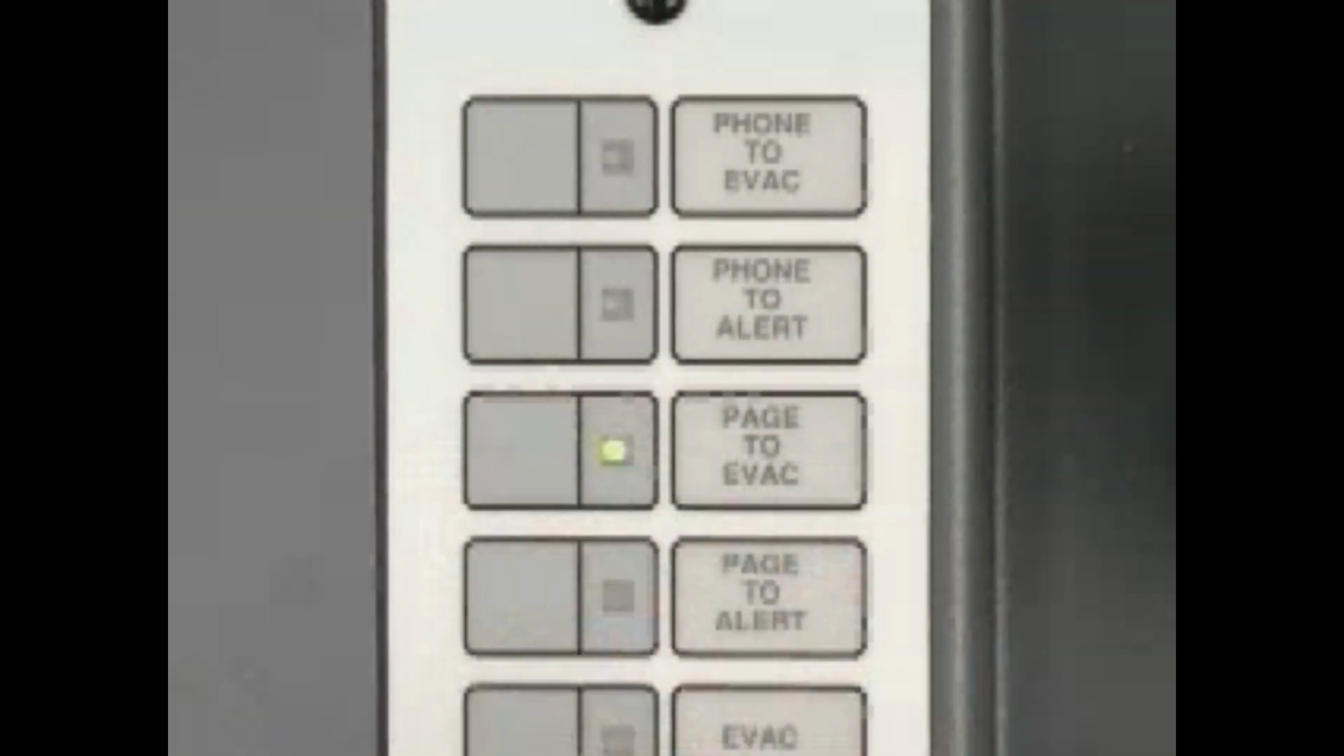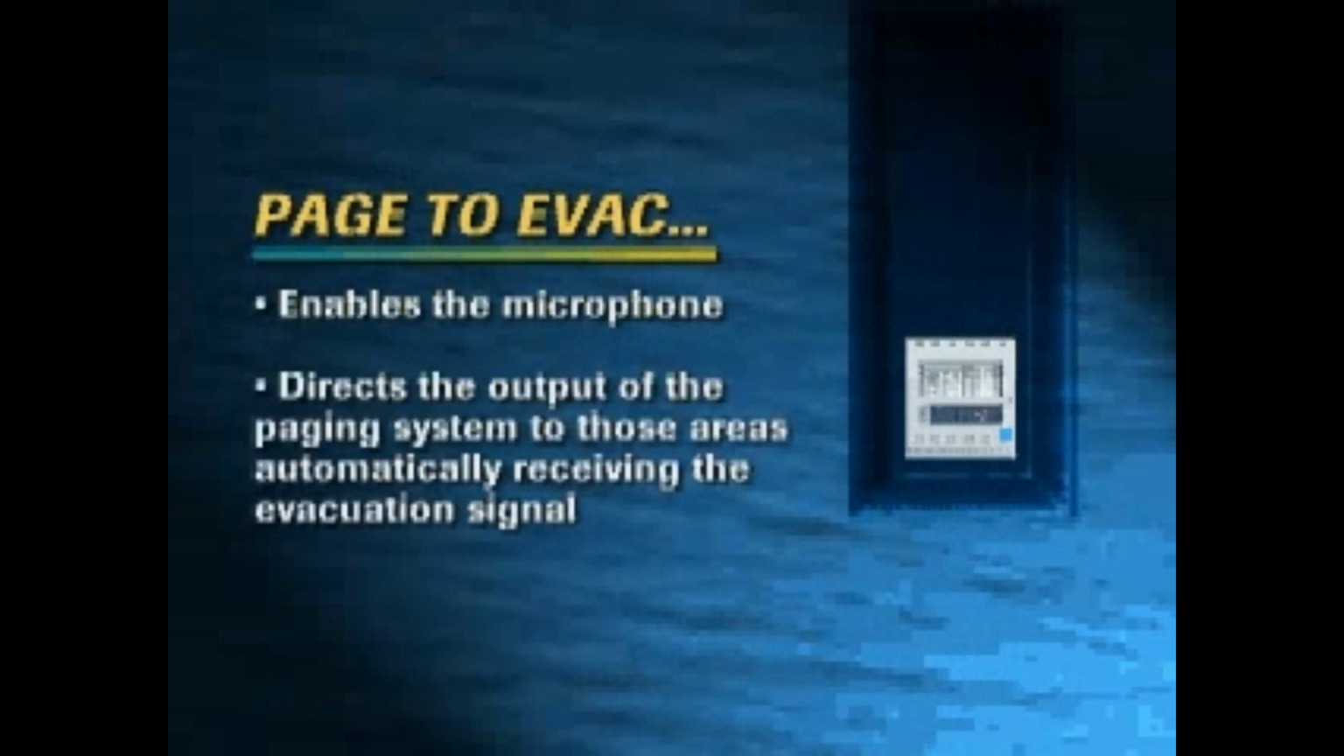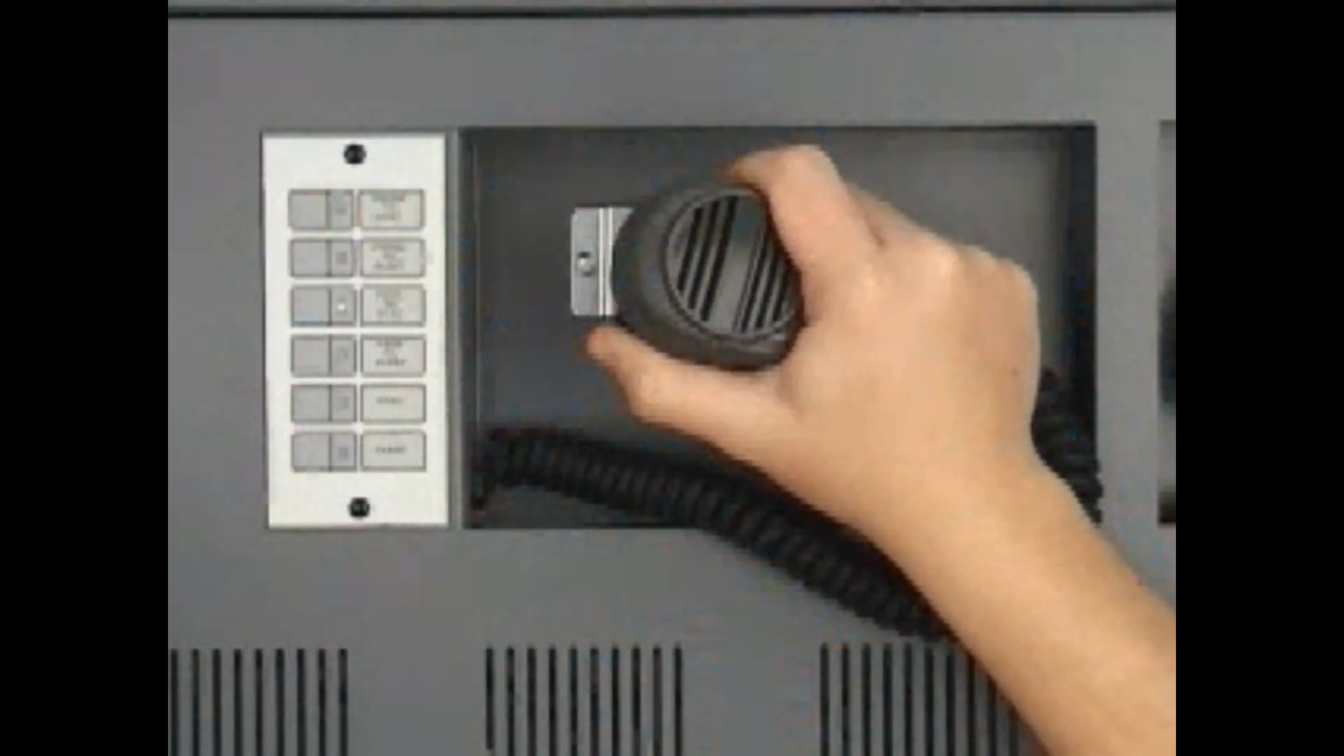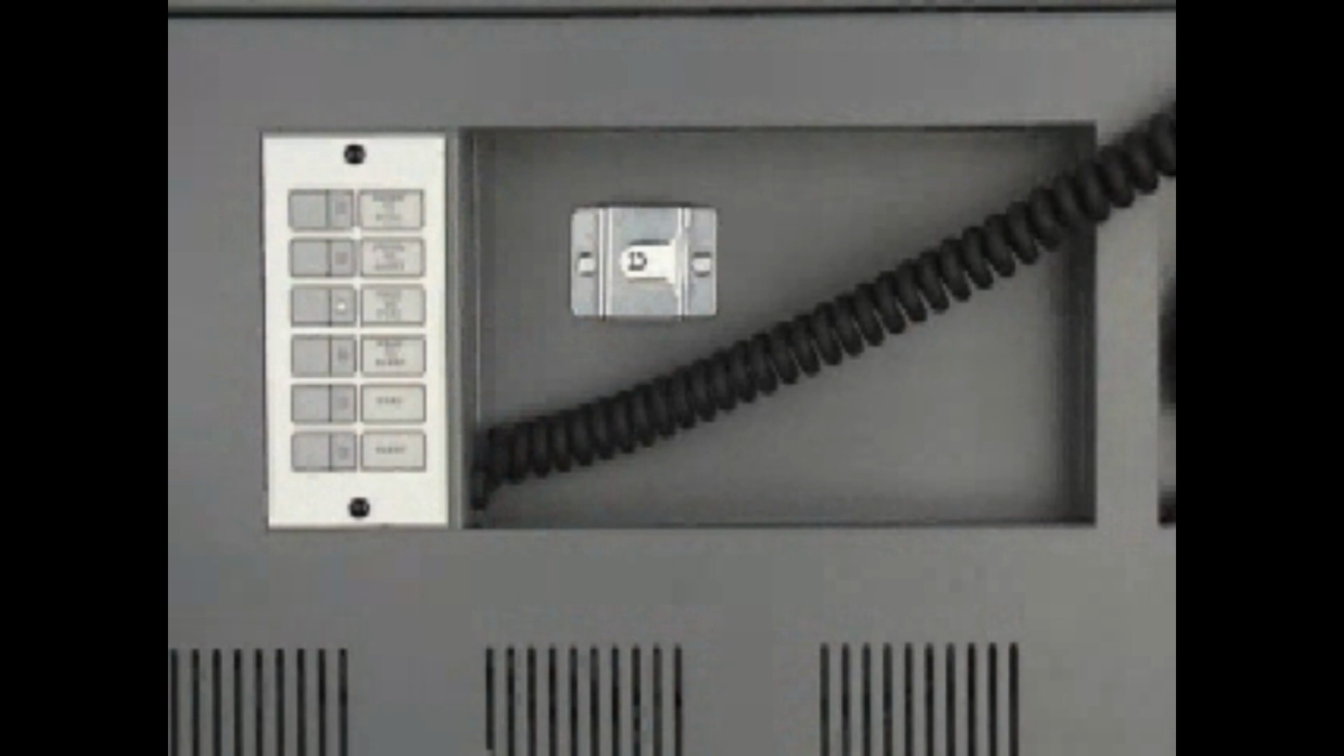The page to evac switch is used to enable the microphone and direct the output of the paging system to those areas in the facility automatically receiving the evacuation signal. The microphone can then be used to page in the evacuation area.